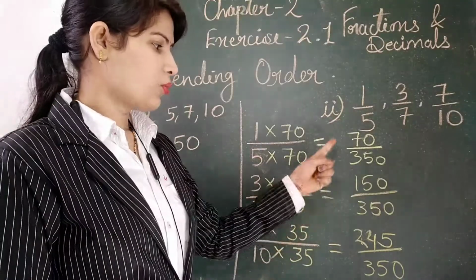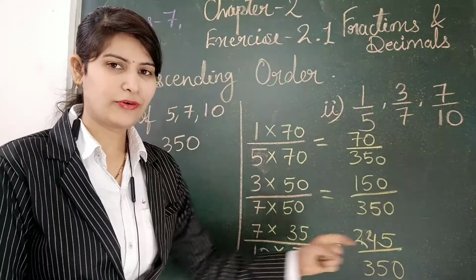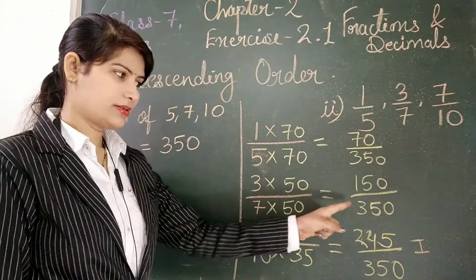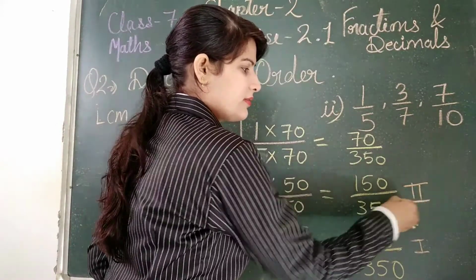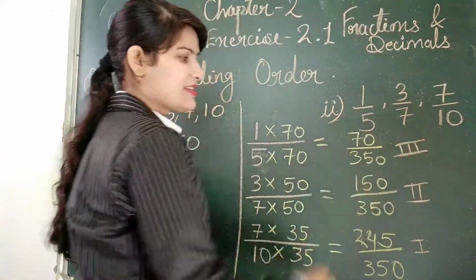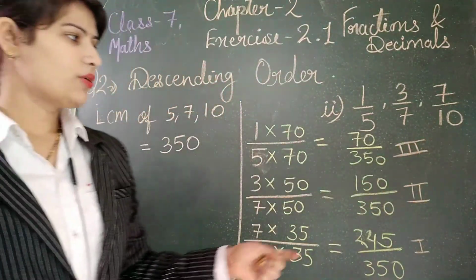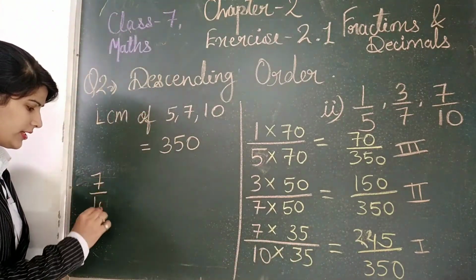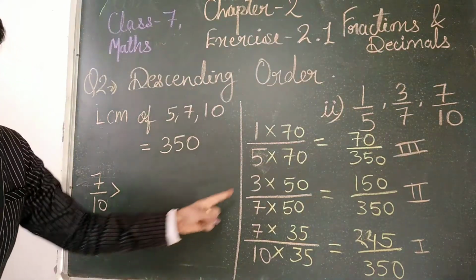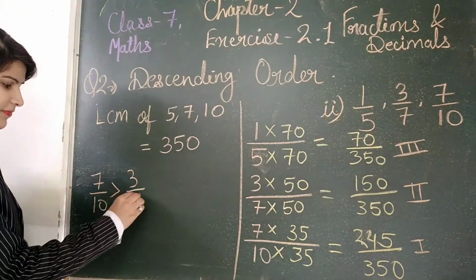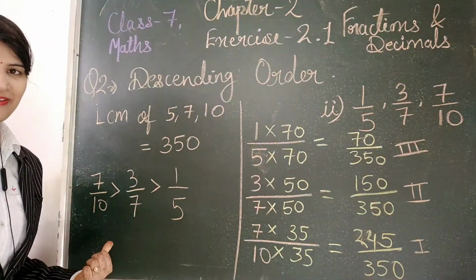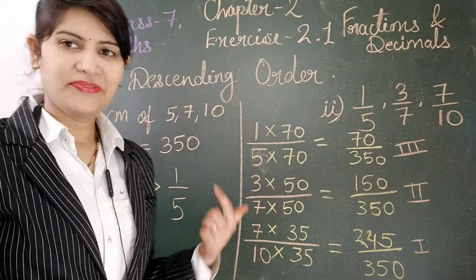Now look, which one is greater? 245. So first this number, second one, this one, and third one, this one. This is just the opposite, right? So the first fraction is 7 upon 10. Then second, 3 upon 7. And third one is 1 upon 5. It is easy, very easy, right?